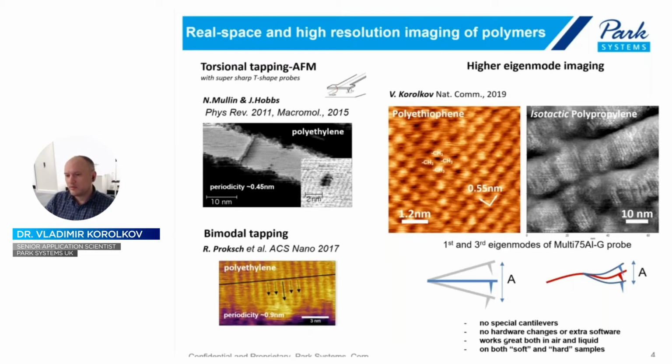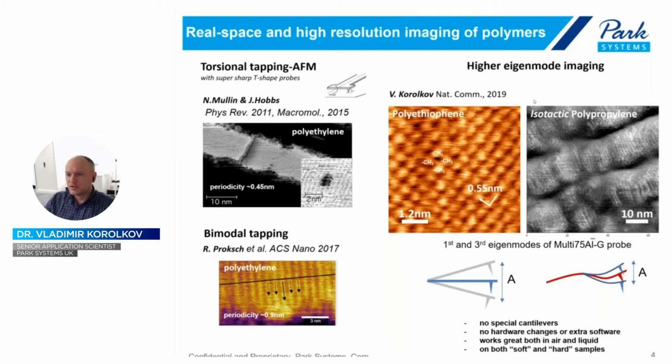It works great in both air and liquid, so there is no requirement for any different environment. And it works great on both soft and hard samples. So we can use very soft things like we're going to show today on Teflon, which is a very soft polymer, and you can go to hard crystalline surfaces and get atomic lattices and so on. So today we're going to talk about that technique, and now I'll switch to our SmartScan software to show you some live imaging.